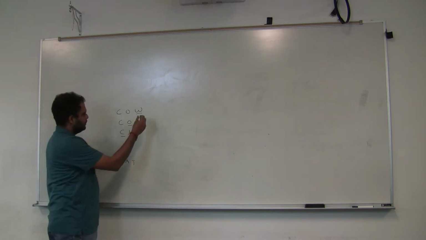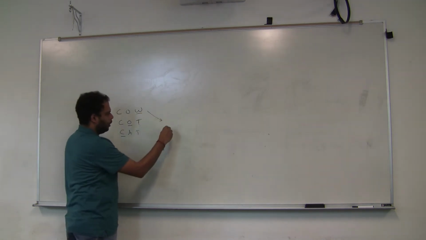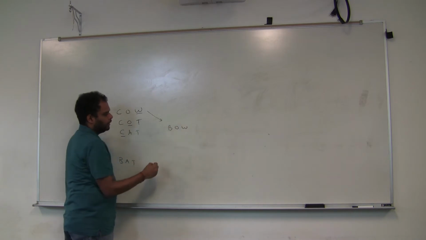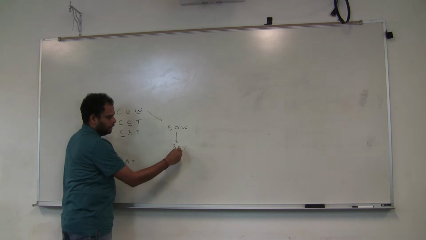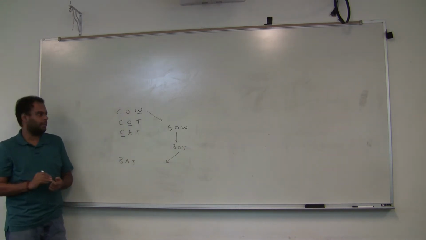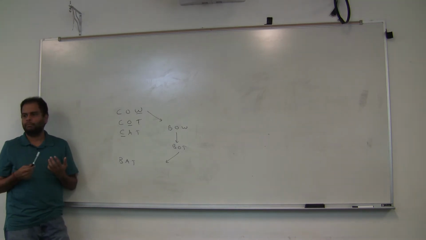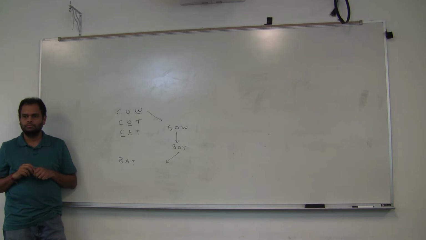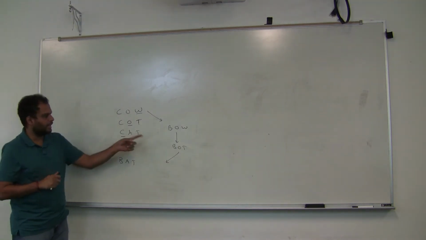Another way of looking at this is that cow can become bow, and bow can become bot. Bot can become bat as well. So there are multiple answers, and multiple equivalent answers as well. It's not like only the next character can come in. It's not the next character.